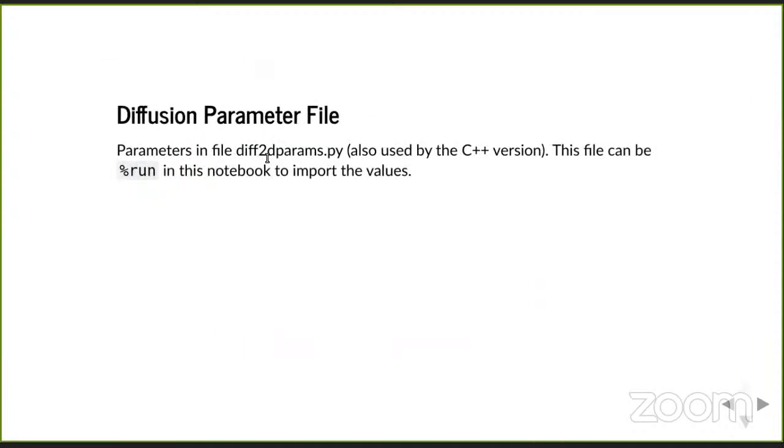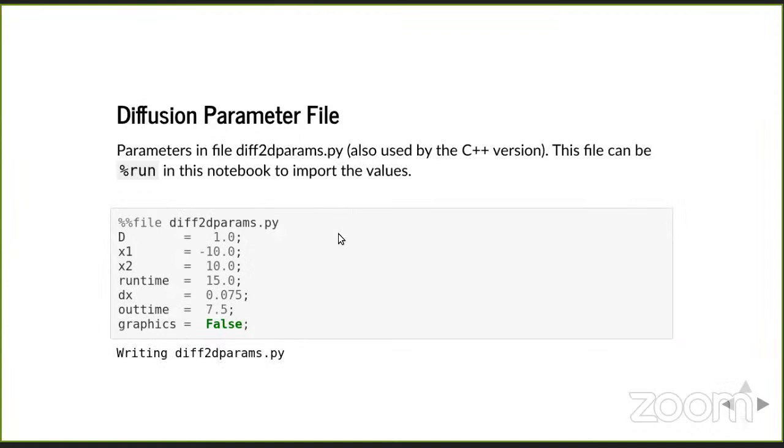So we have to set some parameters. We're going to have to play with them a little bit to say how coarse the grid is, how long we want to simulate for, etc. So they're all going to go in a file that's called diff2dparams.py. And the file is generated in the notebook. You can generate files in the notebook on the fly with the %%file magic command. So you give it that command and the name of the file, and whatever follows is put in the file.